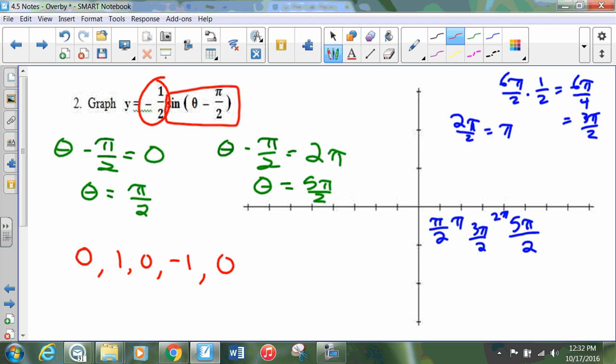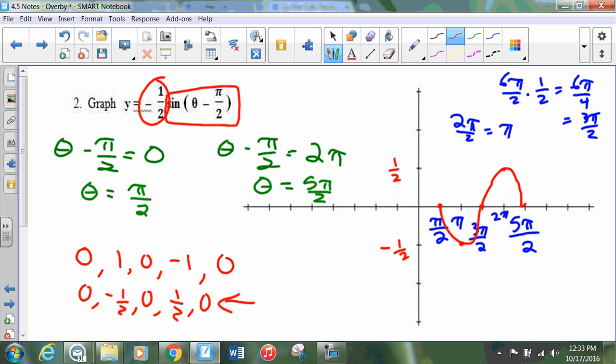So this part says times -1/2. So really instead, 0 times -1/2 is still going to be 0. 1 times -1/2 is -1/2. 0, +1/2, 0. So these are our new points that we're going to graph. Those are our y values. So we'll have 0, -1/2, 0, +1/2, 0.